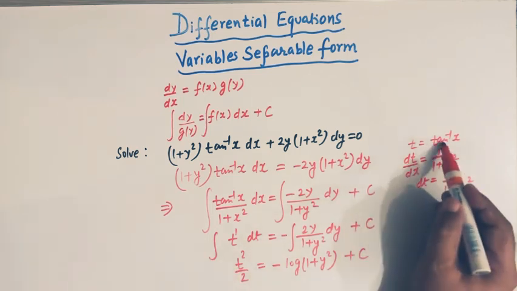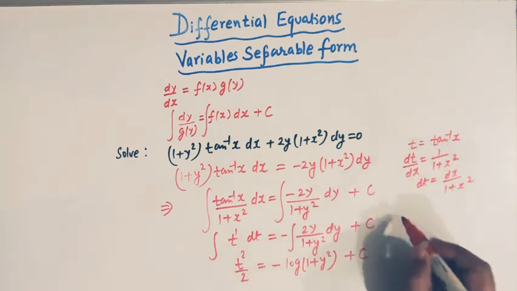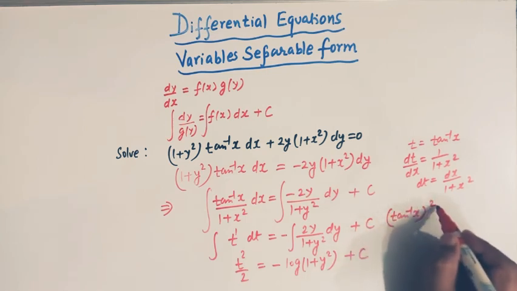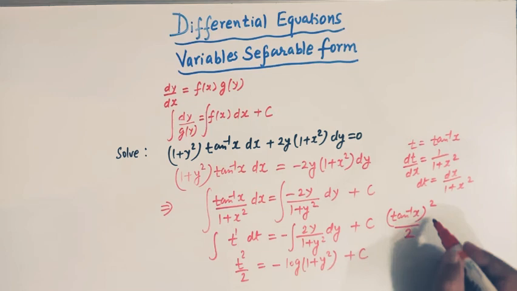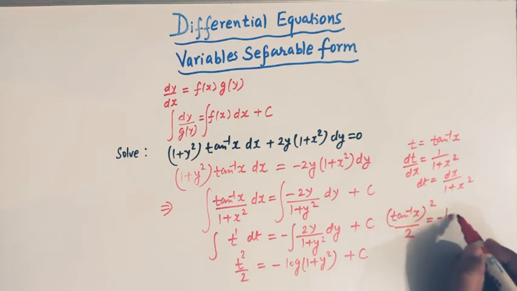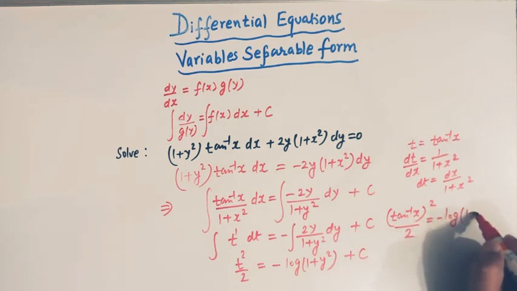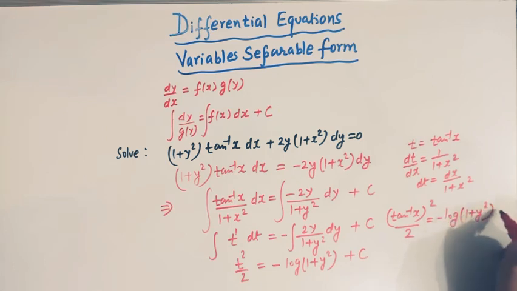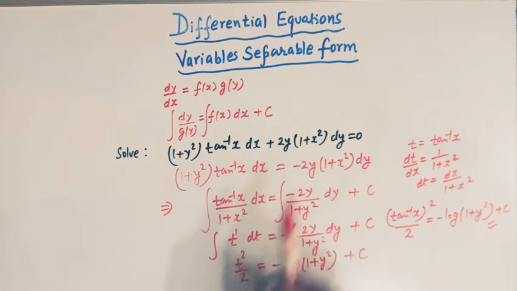Substituting the value of t as tan inverse x here, we have tan inverse of x whole square divided by 2 is equal to minus log of 1 plus y square plus c. So this is the required solution of this differential equation.